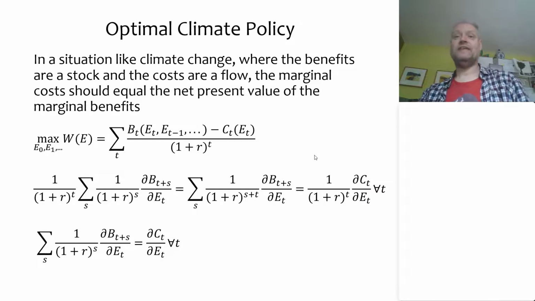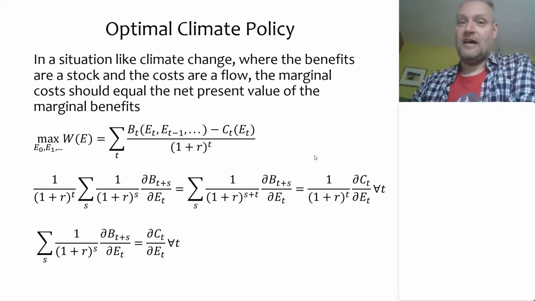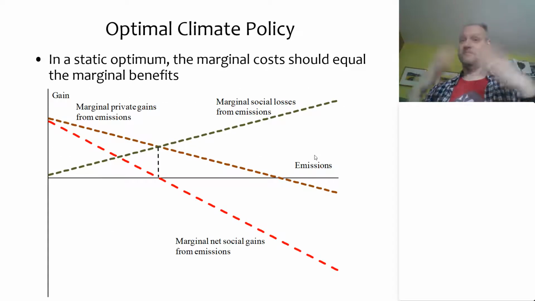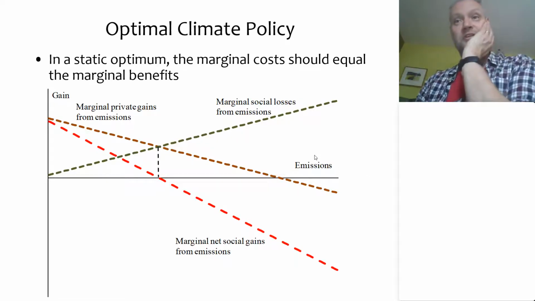Now structurally, nothing has changed. Marginal costs should equal marginal benefits. It's just that the marginal benefits have now become a net present value, but we're still in the same conceptual situation that the optimum is where the marginal costs equal the marginal benefits.